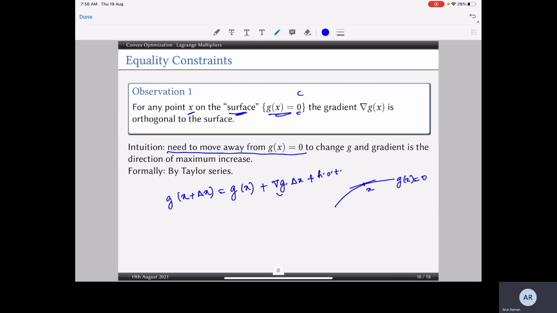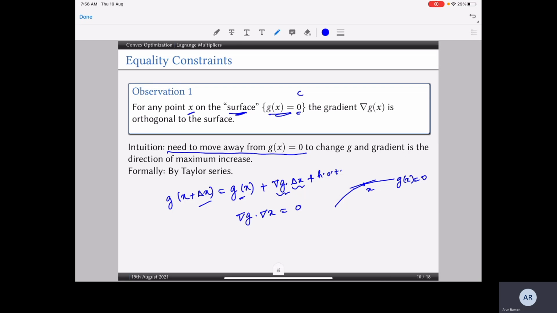Okay, so this is the gradient of g, and delta x is the change. So we are moving just by a small amount along the curve. Now, since this is a level curve, if we move by a small amount along the curve, then g of x plus delta x should be equal to g of x, because this is a level curve where the value of g is the same throughout. So these two terms cancel out, and what we are left with is gradient of g transpose delta x equal to 0.